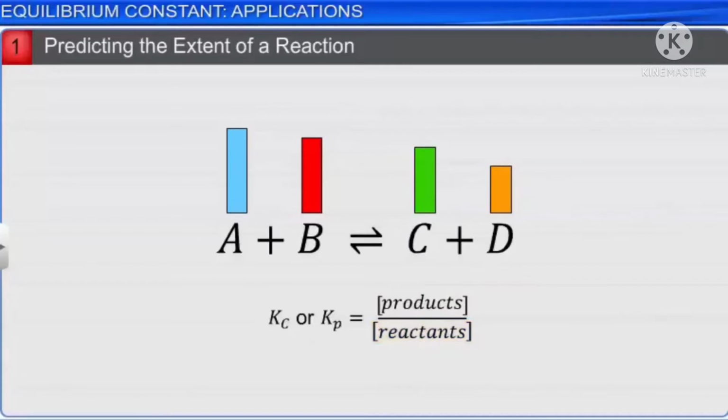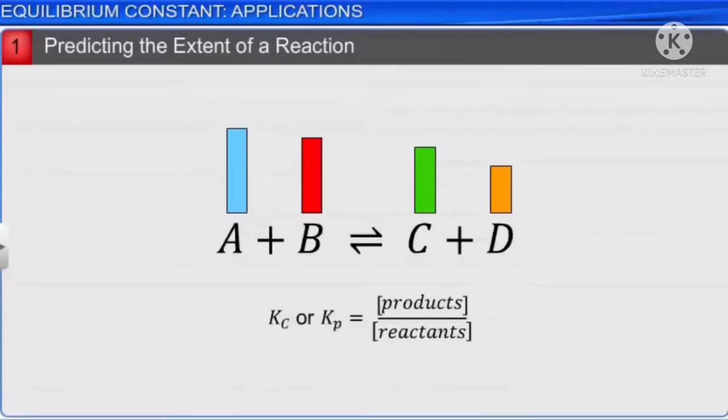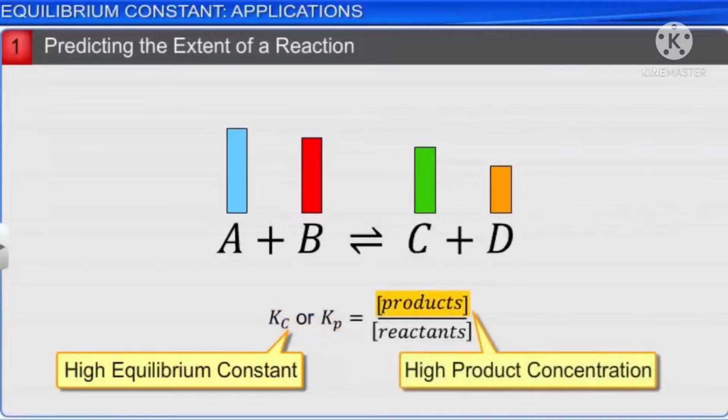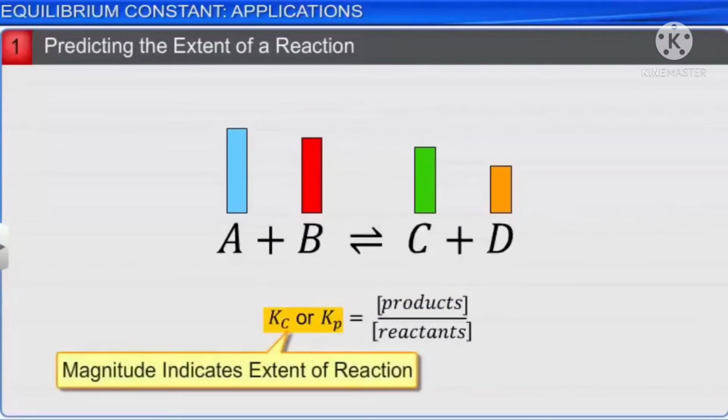As the products appear in the numerator and the reactants in the denominator of the expression, you can see that the magnitude of the equilibrium constant is directly proportional to the concentrations of the products and inversely proportional to the concentrations of the reactants. Hence, a large value of an equilibrium constant indicates a high proportion of products to reactants, and vice versa. The magnitude of the equilibrium constant, Kc or Kp, indicates the extent to which a reaction will proceed.